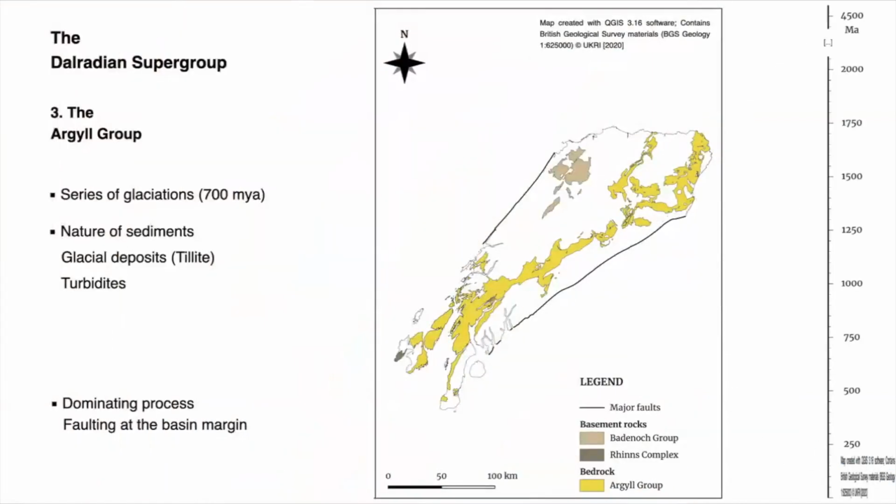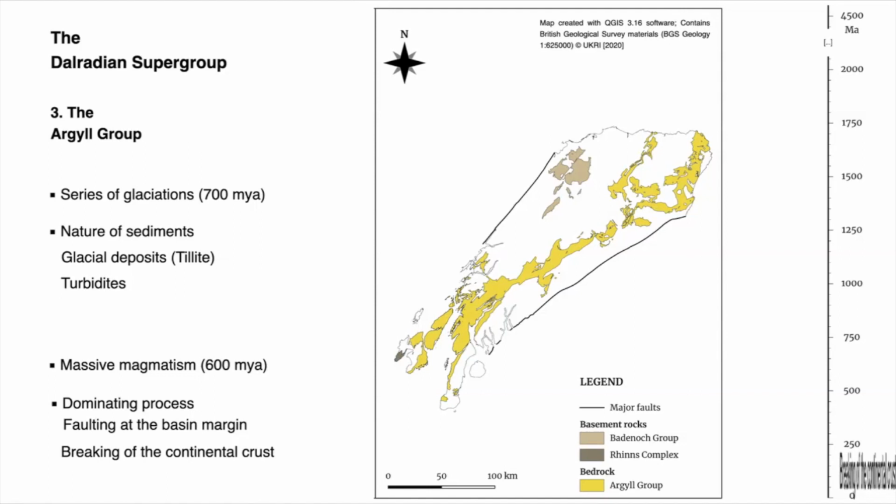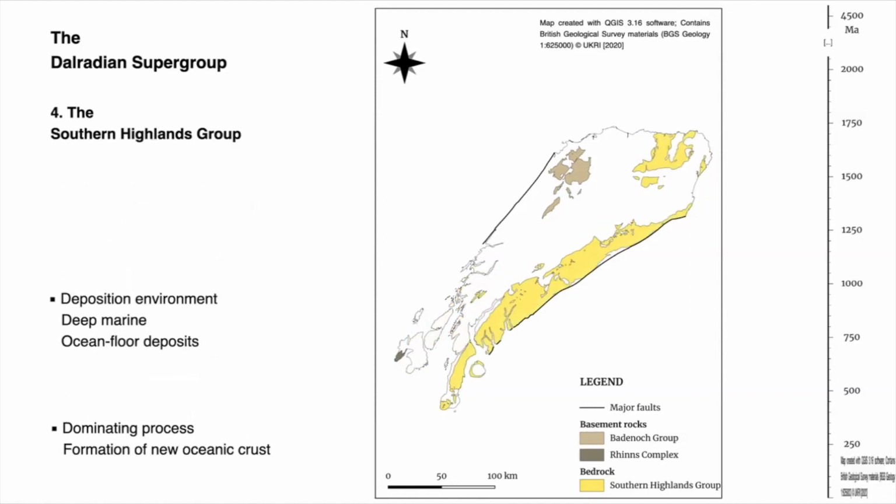Around 600 million years ago, the continental crust eventually gave way. This was accompanied by massive magmatism, both in the shape of intrusions and lava flows. As the new ocean floor was created and more lava erupted, it came in contact with the cold seawater to form pillow lavas. The newly formed oceanic crust gradually opened to form an ocean. This was the Iapetus Ocean.